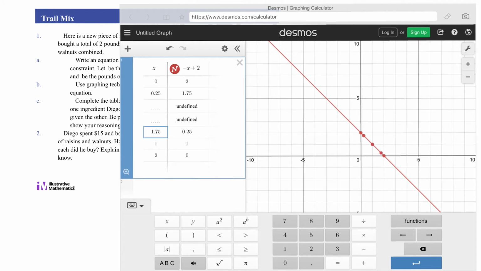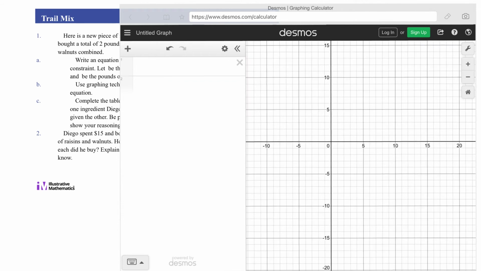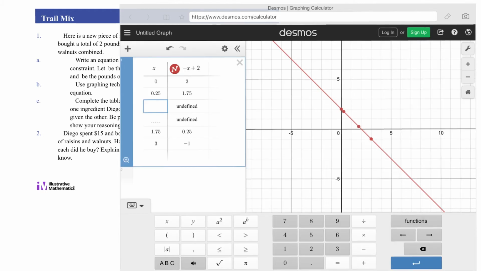You can see all these points are showing up on our line down there. And we also needed 3. I'm going to delete that one. And now we need to find these 2 points. They're in between 0.25 and 1.75 because that's how they're decreasing over here. You can see 2, 1.75, undefined, 0.25, negative 1. So they're decreasing. So we know that these numbers right here have to be increasing.